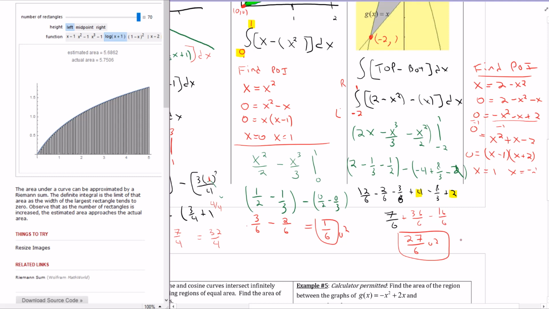And then I guess that simplifies. If we need to, we can simplify by 3, which gives us 9 halves, right? Same thing as 9 halves, or 4.5. Okay, so that's that example.